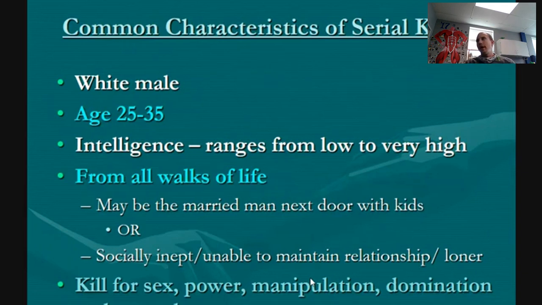Let's look at some of the general characteristics of serial killers. Most of them, at least in the United States, are going to be white males, typically aged 25 to 35. And as we said before, regarding the relationship between disorganized and organized, they can have varying intelligence. Disorganized is going to be very low intelligence. Organized is going to be very high intelligence. And they can be from all walks of life. They can have a dead-end job and not be able to maintain many social relationships, or they can be very highly functioning. They can have friendships, marriages, even kids, and still be committing these murders. But overall, they're always going to be killing for sex, power, manipulation, or domination and control of their victims.